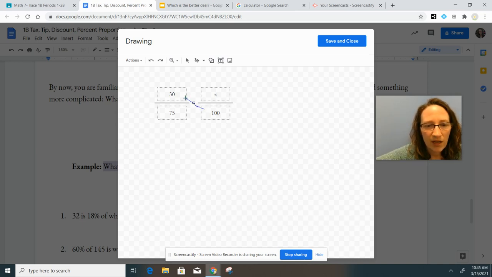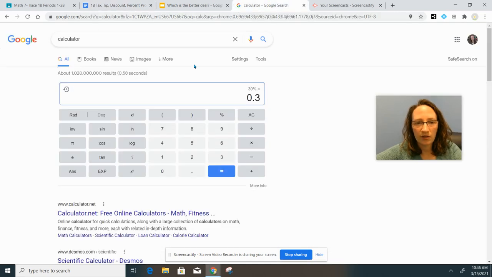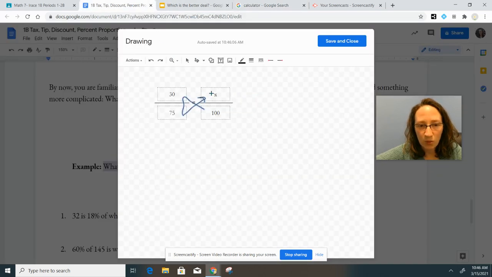Okay, I'm going to multiply 30 by 100, then divide by 75. That's going to give me my answer. You know what? I'm actually going to switch to my calculator. So I have 30 times 100 divided by 75. Okay, so my answer is 40.